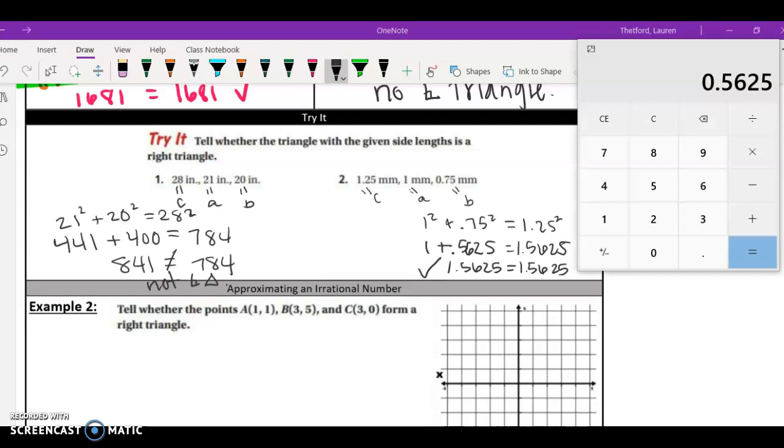You'll see that I labeled my a, b, and c in each problem. Your c is always your largest number. And so that's how I knew how to set up the 28 on this side and the 1.25 on this side. For number 1, we got that it is not a right triangle. And for number 2, we got that it is a right triangle.